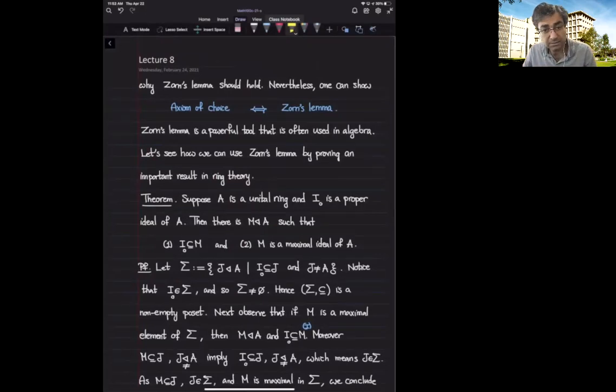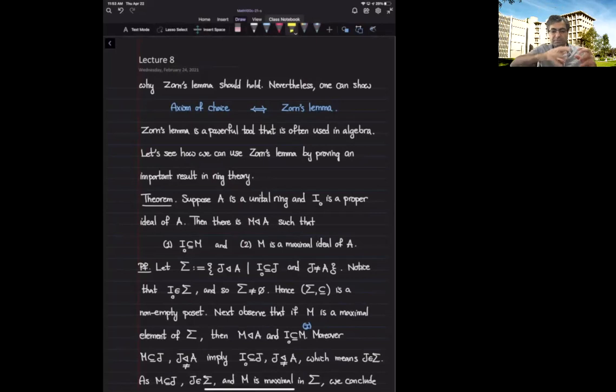Zorn's lemma is a powerful tool that is often used in algebra. And intuitively, the reason that it is useful, I will explain more within the proof of the next statement. The reason that Zorn's lemma is extremely useful in algebra is because algebraic structures or algebraic operations are the so-called local operations. Only finitely many values are involved in an operation.